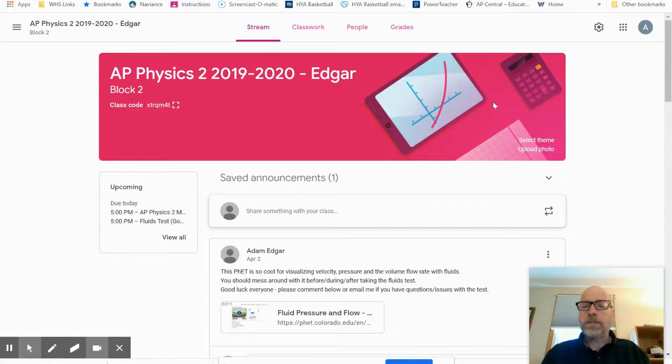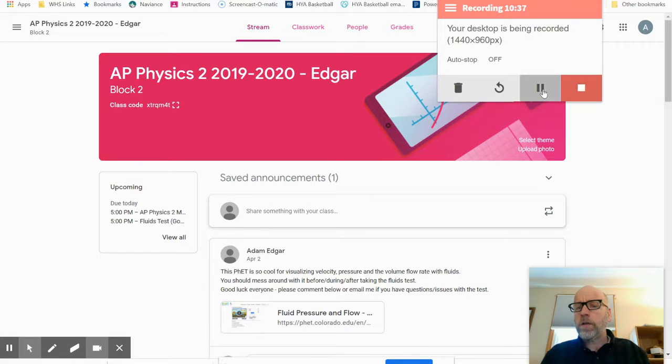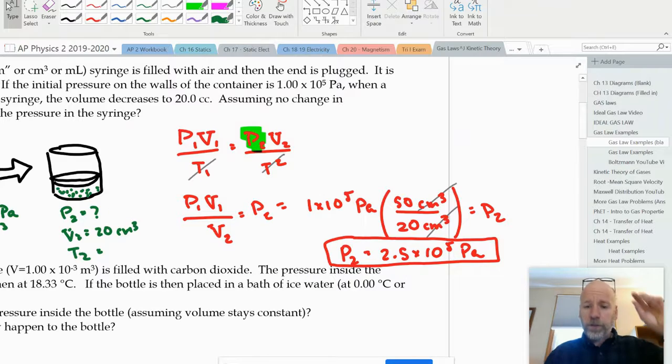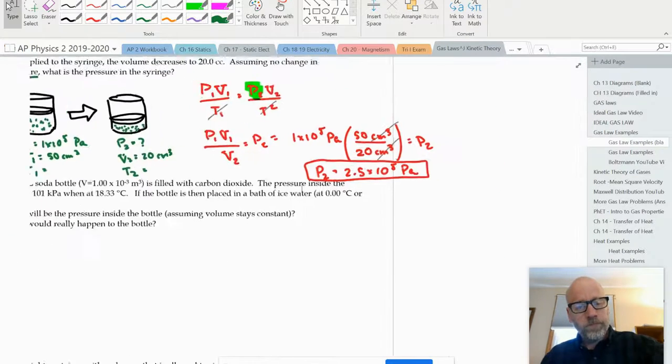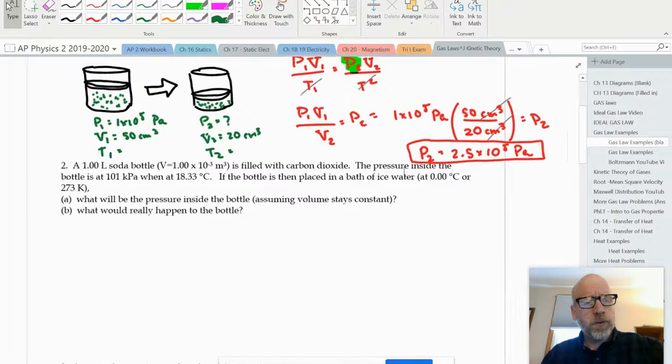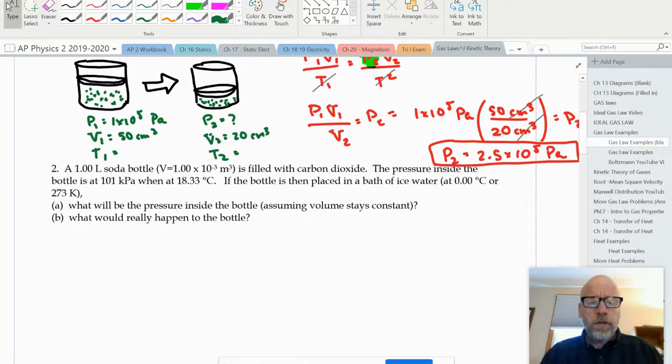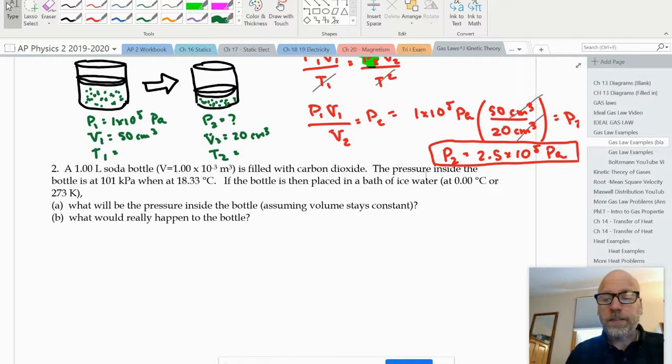Would you guys take a moment and read number 2? Ready? All right. Let's try number 2. It says a 1-liter soda bottle with the volume given is filled with carbon dioxide. The pressure inside the bottle is 101 kilopascals when at 18.33 degrees Celsius. If the bottle is then placed in a bath of ice water, 0 degrees Celsius, what will be the pressure inside the bottle, assuming the volume stays constant?